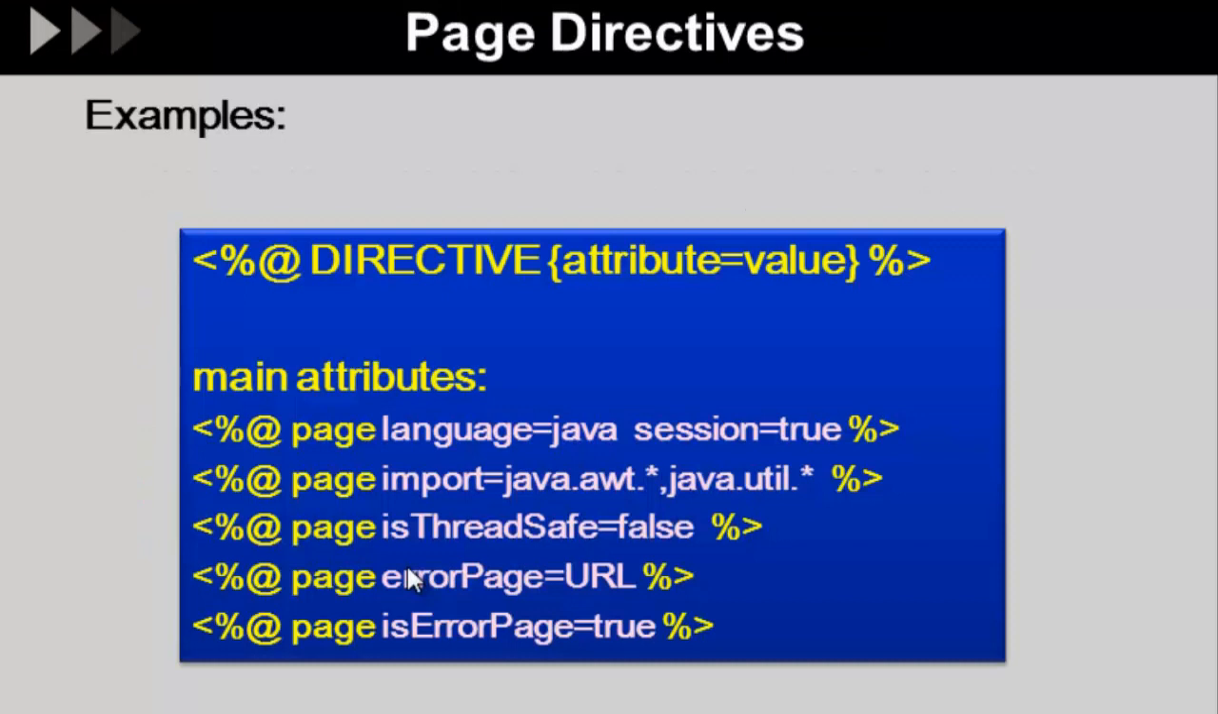Use this instruction. For example, we have @page language is Java. Session is true. That means handle the session. If you say session is false, don't worry about this session. Okay. Then you can say @page import AWT or utility. The other one that is not shown there is thread safe is true or false.